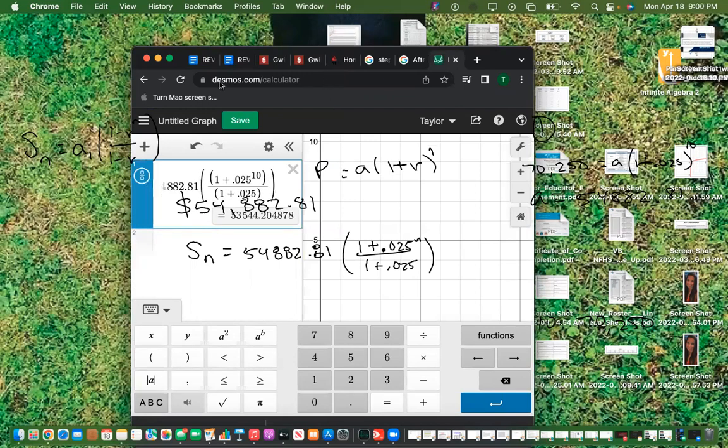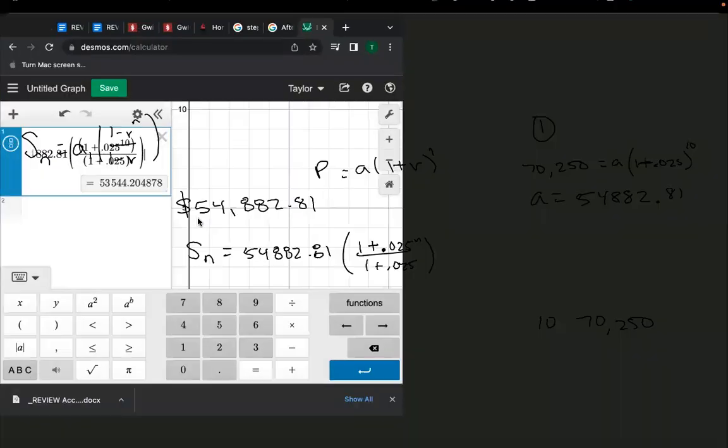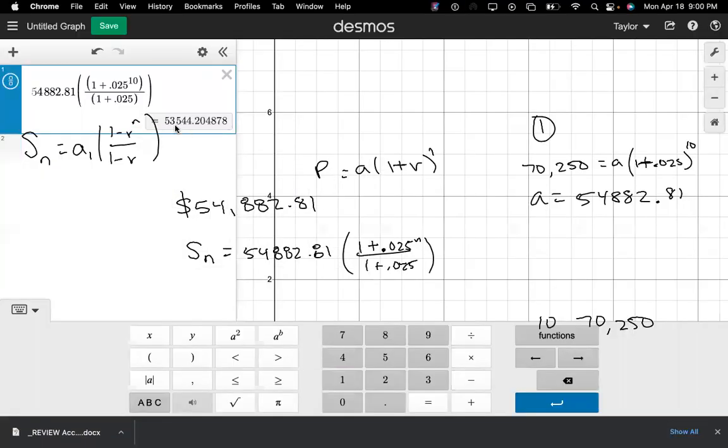Now that doesn't really make any sense. Looking at this, it says that she only made 53,544 in 10 years, but we know that in the first year she made 54,000. Okay, so what do we do wrong? Well, what if they did 1 minus? Let's see how that impacts it. Nope, that's not it. It's still going to be plus.